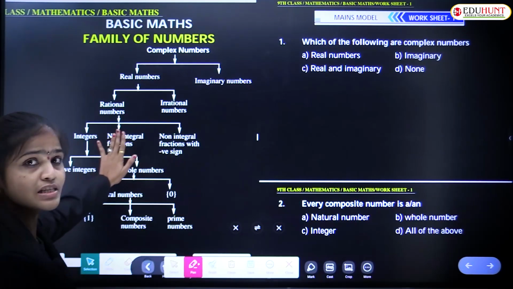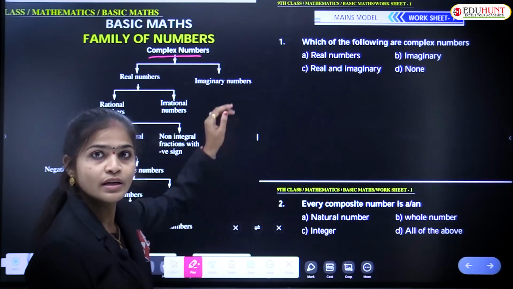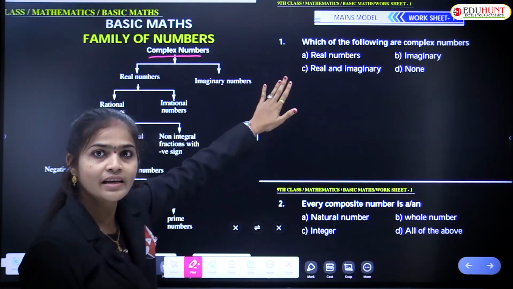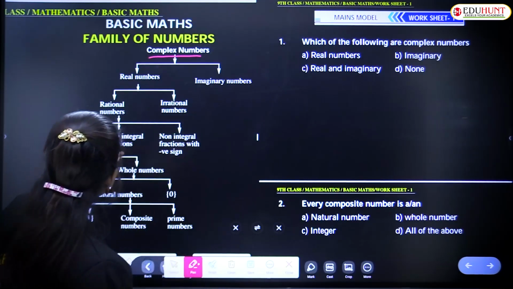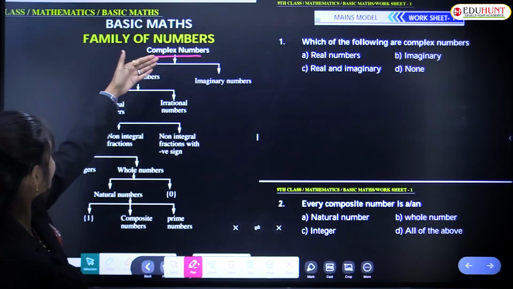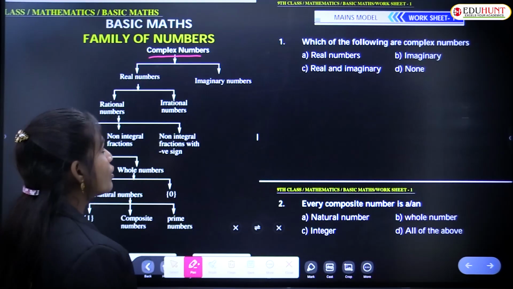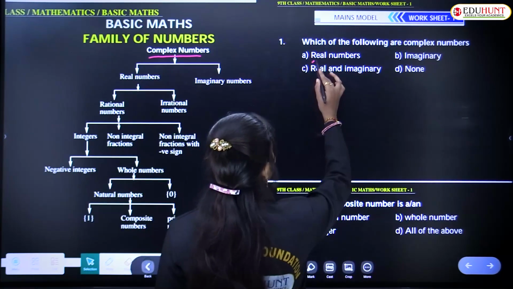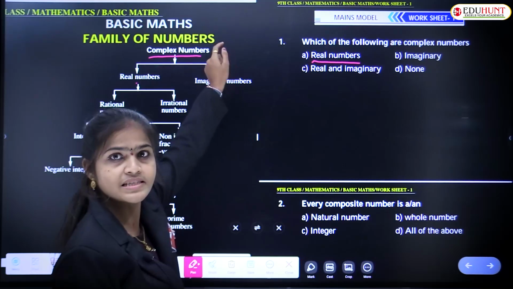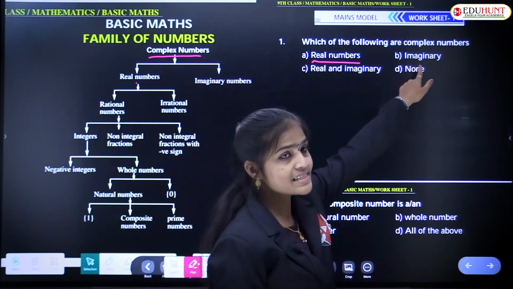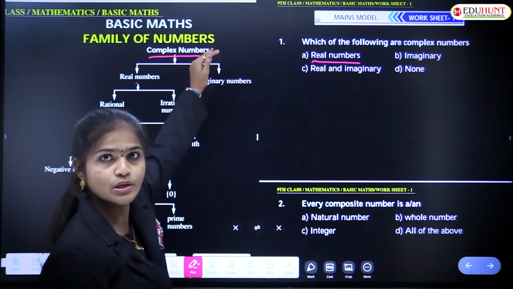Children, just observe this flow chart here: complex numbers. In complex numbers, which types of numbers are there? We know that natural numbers, whole numbers, integers, rational numbers and real numbers are all complex numbers. So by observing this, what is the first option? Real numbers. We know that all real numbers are complex numbers. Clear. Next, imaginary numbers. All imaginary numbers are complex numbers. We know that also, right?